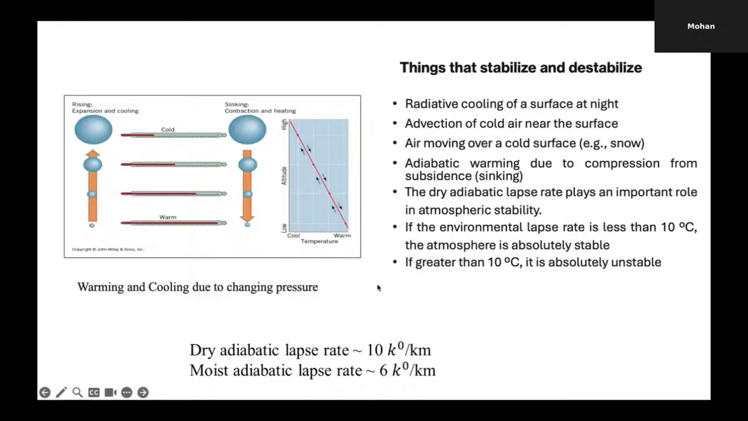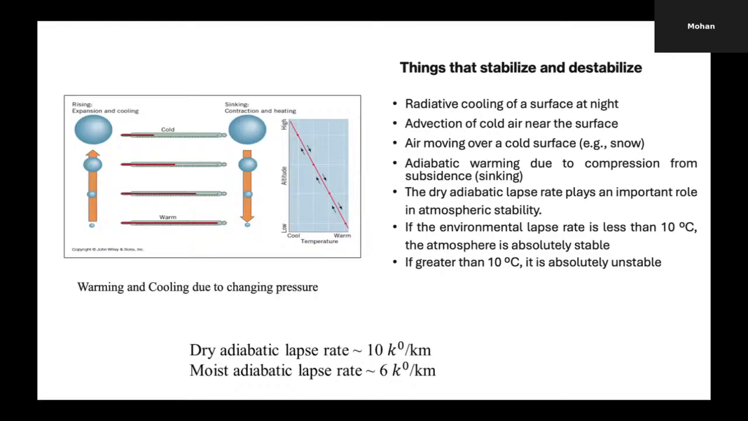Now I said the dry adiabatic lapse rate is 10 Kelvin per kilometer. How about the moist adiabatic lapse rate? Pardon, here the degree symbol came, so this is actually Kelvin per kilometer. If you include the moisture, how much does it decrease? It is generally between 5 to 6 Kelvin per kilometer. You consider that as the moist adiabatic lapse rate.